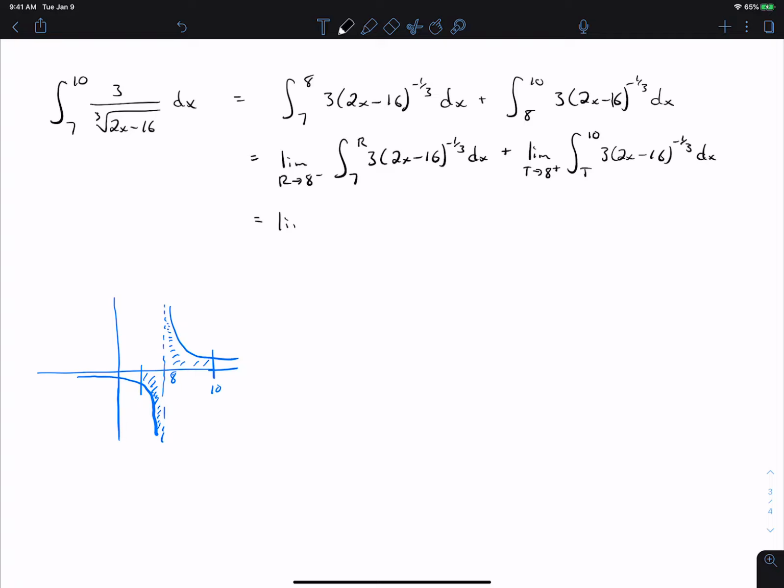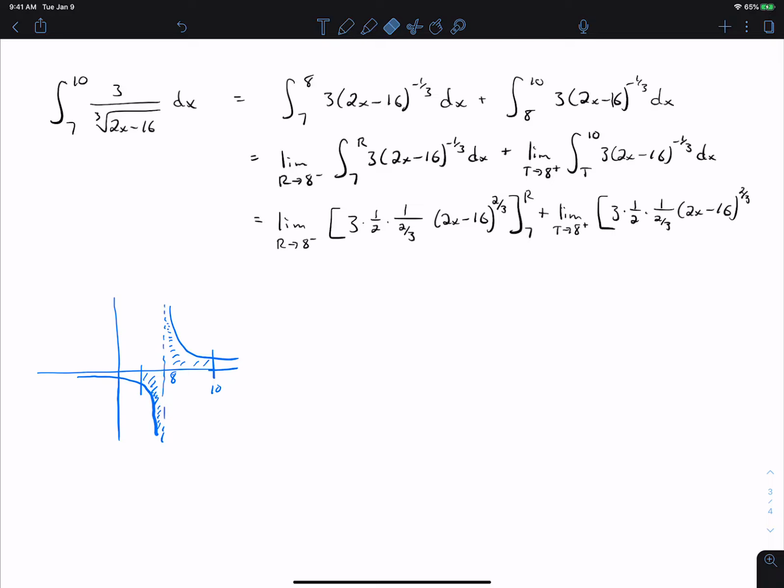Both of these are quick u substitution problems where u is 2x minus 16, so du is 2 dx, which means we're going to get a 1/2 outside. And so we're going to do the limit as r approaches 8 from the left of 3 times 1/2 times 1 over 2/3 times (2x minus 16) to the 2/3 evaluated from 7 to r, and we'll simplify that in a minute. And then the same thing here. The limit as t approaches 8 from the right of 3 times 1/2 times 1 over 2/3 times (2x minus 16) to the 2/3 from t to 10.